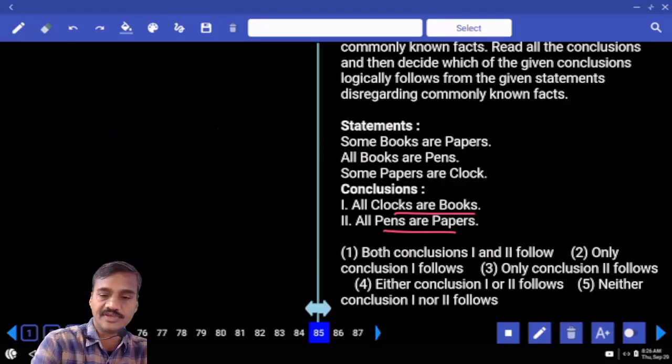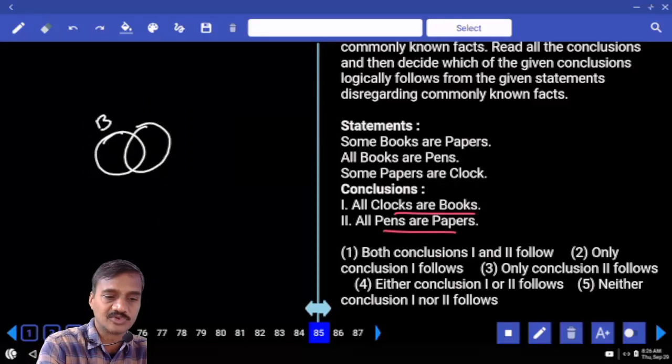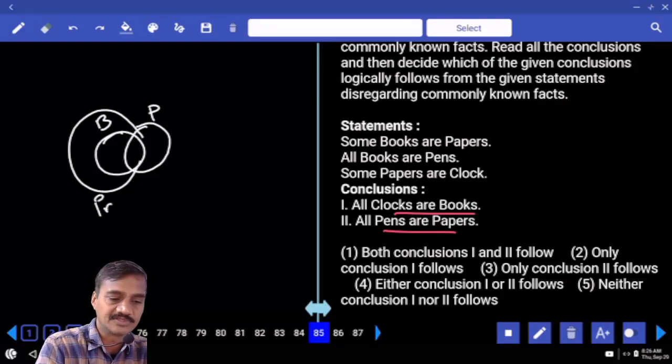And in this 85, some books are papers. Now these are the books that are papers, a book and a paper. And all these books are what? All these books are pens.